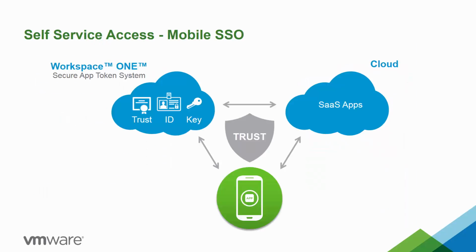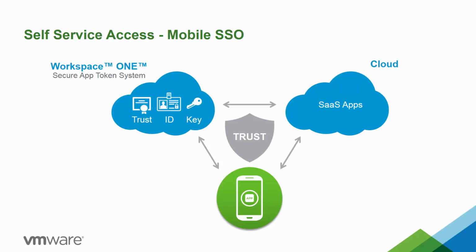Workspace ONE provides self-service access or a true mobile single sign-on, or SSO, for your users. It uses a secure app token system to allow the users to access their apps on the device without the need to log in several times when using various different apps. So from their phone, once they've initially signed on, say if you're using an iPhone with Touch ID and your thumbprint, once it has authenticated you, and being that the device is already authenticated, you can then launch those apps from within that unified catalog without the need to log in several times for each different type of app.